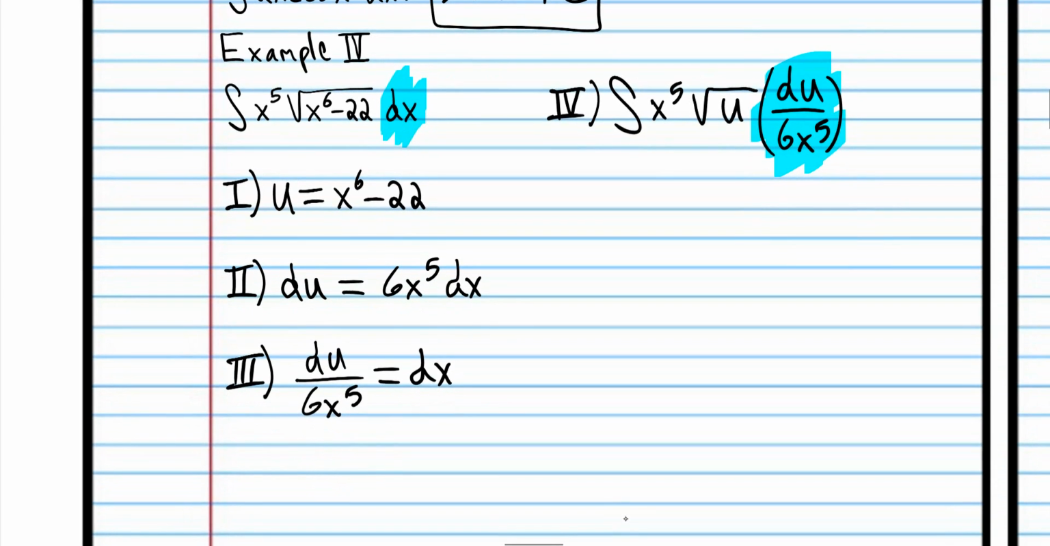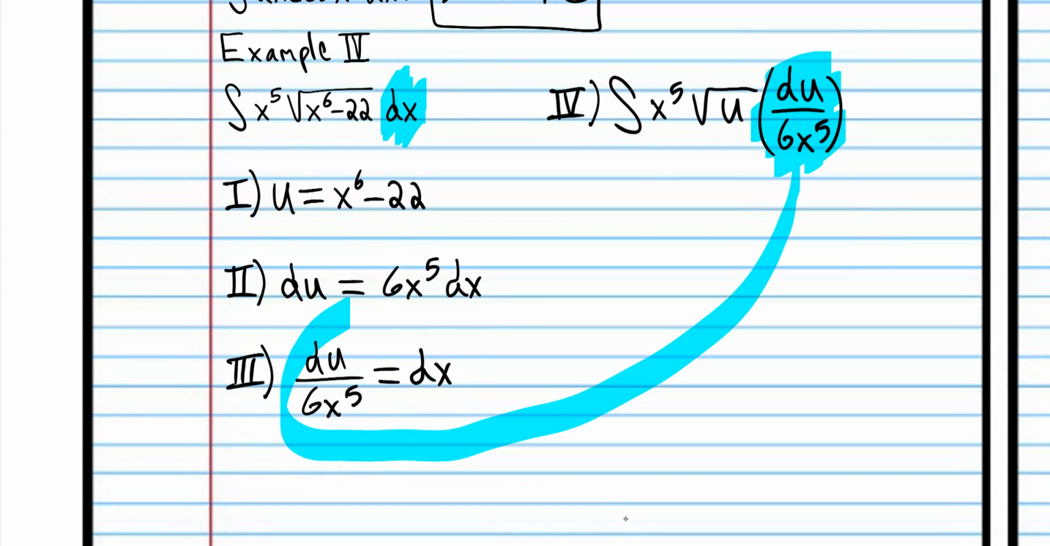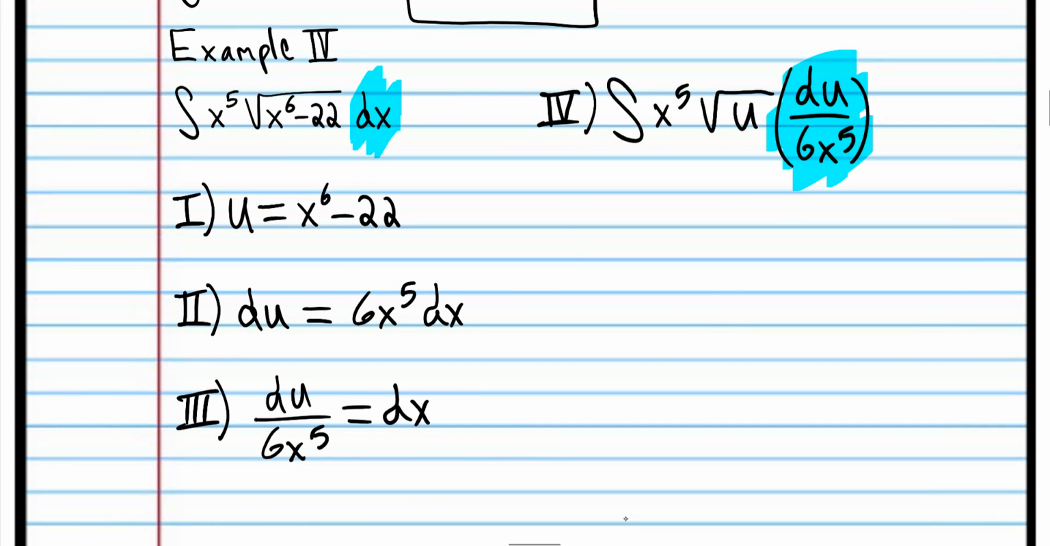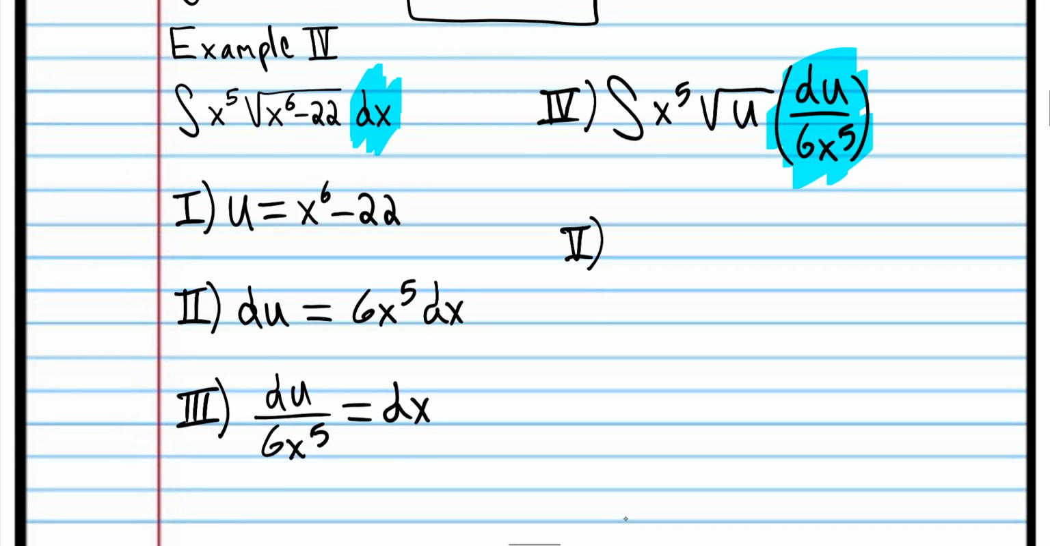Now how do we know dx is equal to that? Well, because we solved for dx down here. Again, this is just a way to help us do these problems. So now we're on to step 5. Step 5 is we're going to cancel out all the x's. Now, isn't it true that x to the 5th and x to the 5th here cancel out? So now we're left with 1/6. I'm going to put that 1/6 in front. Square root u du.